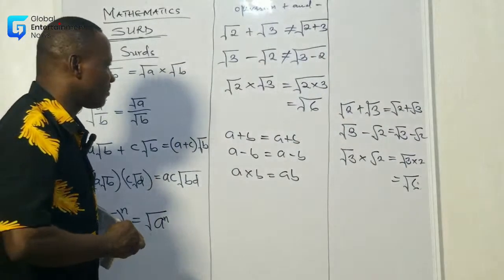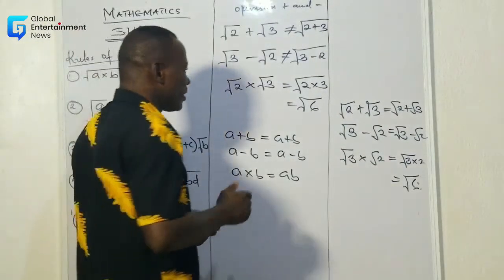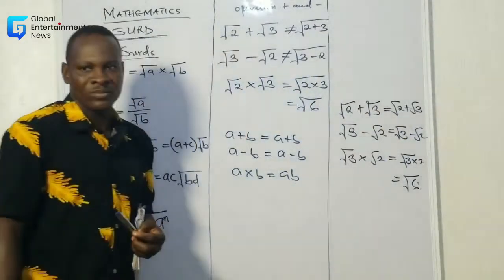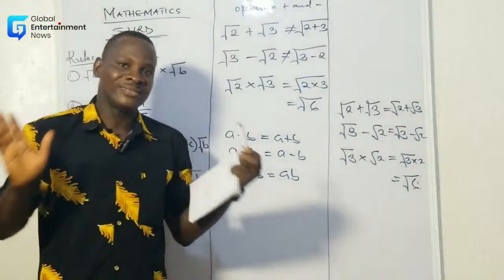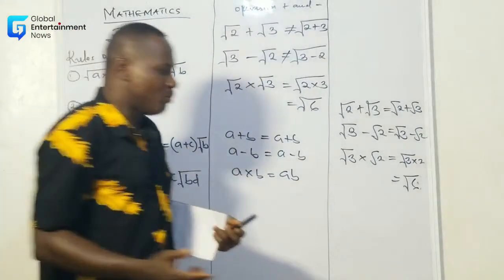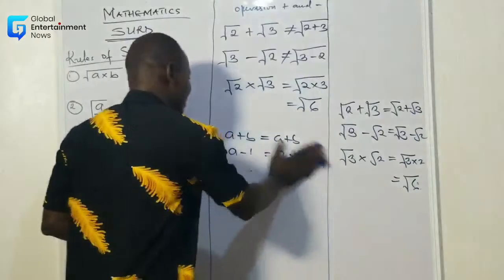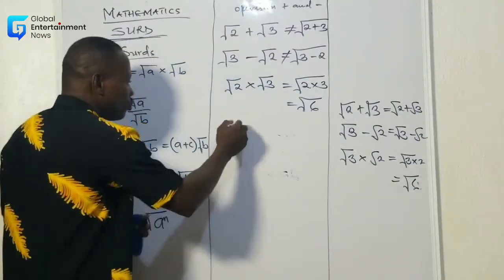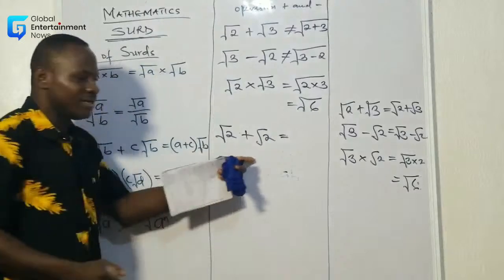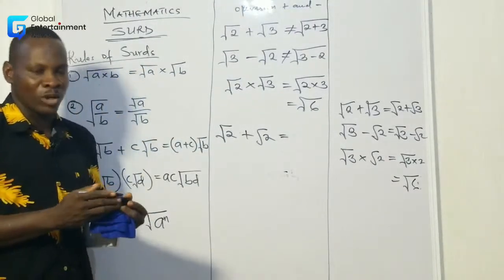Are you following? Do you know the reason why these two roots cannot work? It's because they are different entirely. 2 is different from 3. But if I say root 2 plus root 2, you can see they are the same thing.